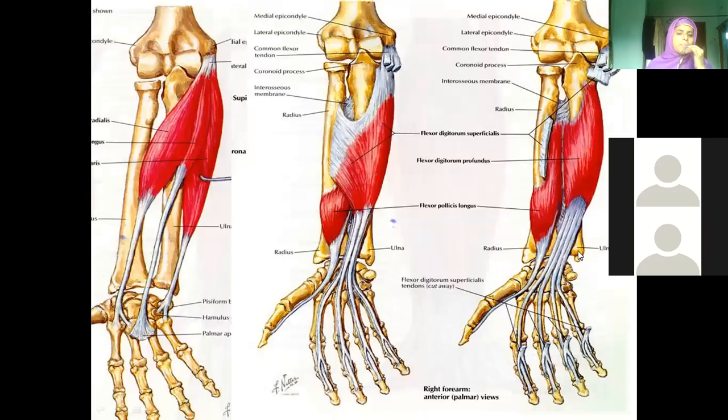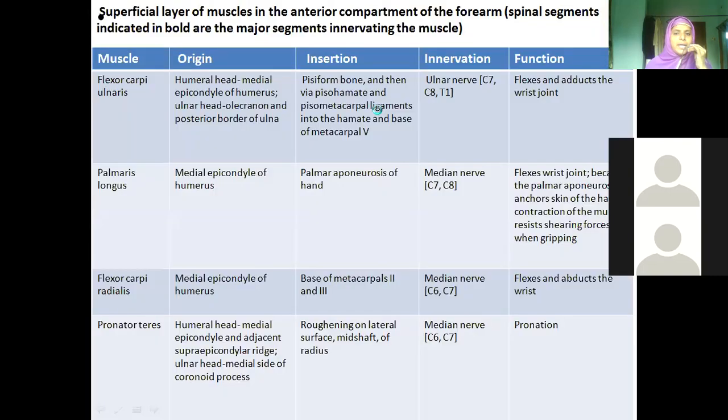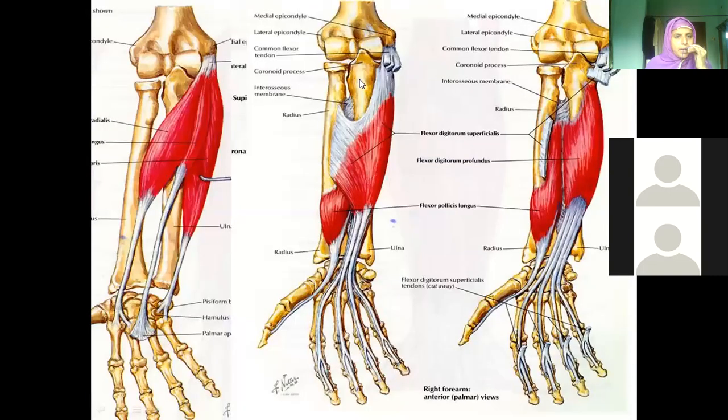Now these are Netter's pictures again. I kept this many pictures because when you go for practicals you should have this idea. Okay, can you name this muscle? Flexor carpi radialis, isn't it? Then this is palmaris longus. This is flexor carpi ulnaris. Very good. These three are participating. Flexor digitorum superficialis.